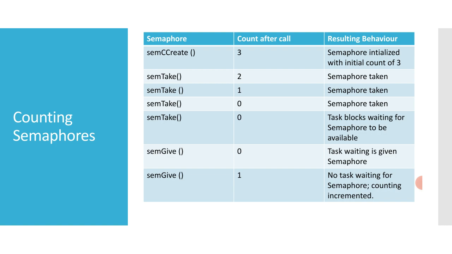This table shows an example time sequence of taking and giving a counting semaphore that was initialized to a count of 3. Counting semaphores are useful for guarding multiple copies of resources. For example, the use of 5 tape drives might be coordinated using a counting semaphore with an initial count of 5, or a ring buffer with 256 entries might be implemented using a counting semaphore with an initial count of 256. The initial count is specified as an argument to the semCCreate routine, which we discussed in the first table.